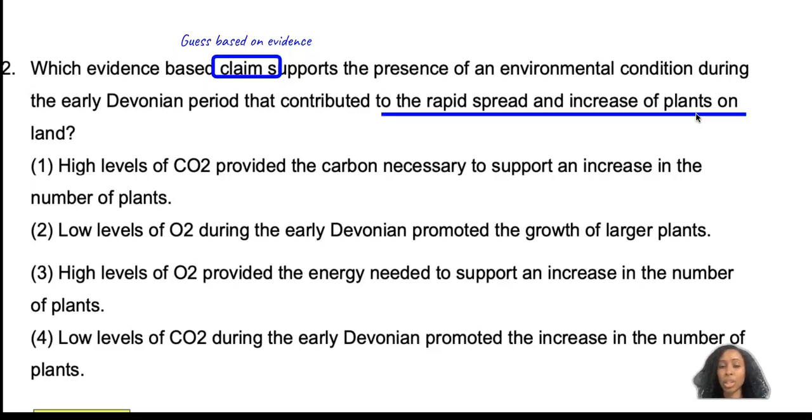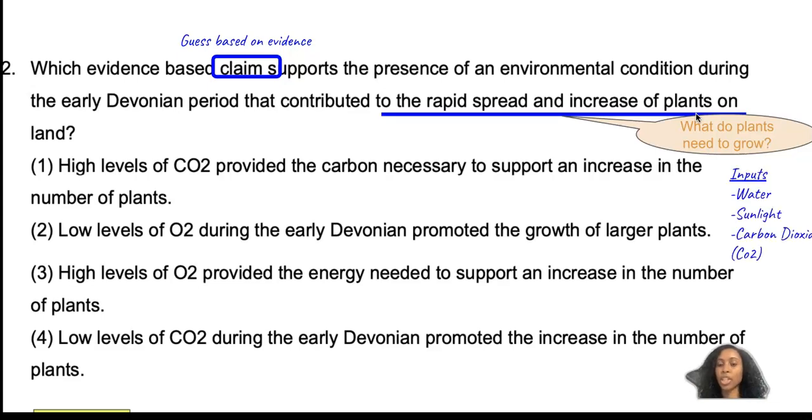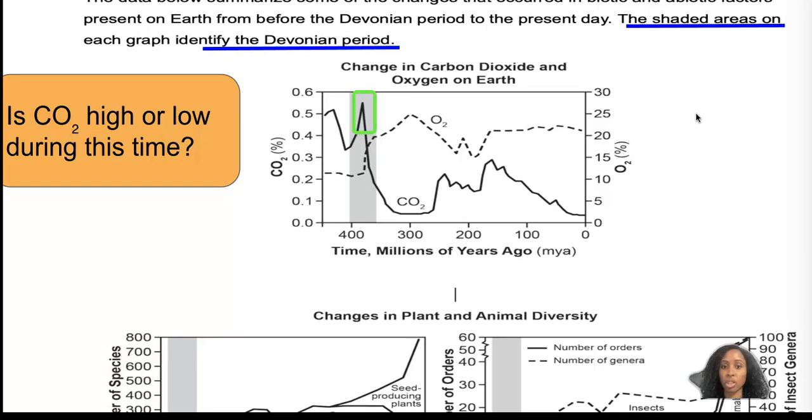Next, I'm going to underline where it says a rapid spread and increase of plants. So rapid, what do you think that means? Good job, kids. Rapid means fast. And we're saying a fast increase of plants. So let's think to ourselves, what do plants need to grow? And you should have water, sunlight, carbon dioxide. Now let's take a look at these images to choose our best answer.